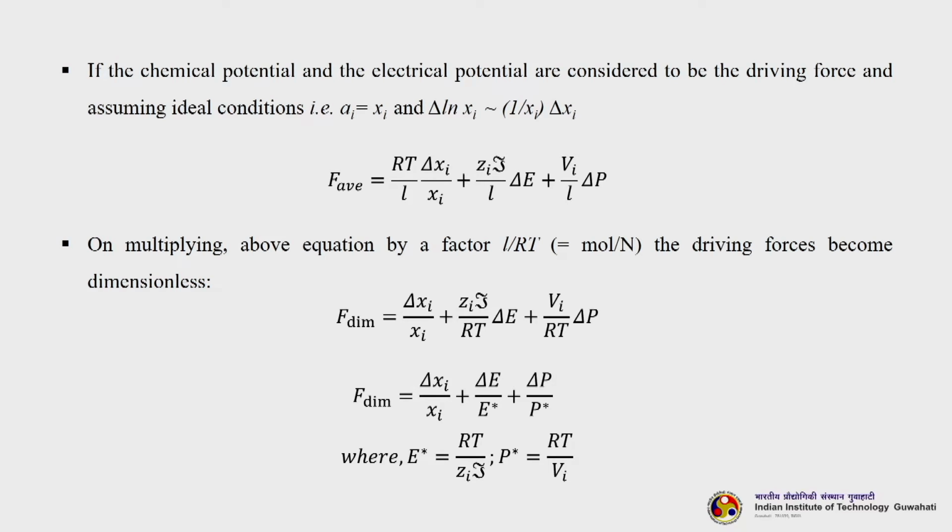Now we just rearrange things, multiplying the above equation by the factor L by RT. We want to make these groups dimensionless. So we get the dimensionless force as delta x_i by x_i, then this group delta E, then V_i by RT delta P. Again we can write it in terms of constants: delta x_i by x_i plus delta E by E star plus delta P by P star. E star is a constant, and P star is RT by V_i.